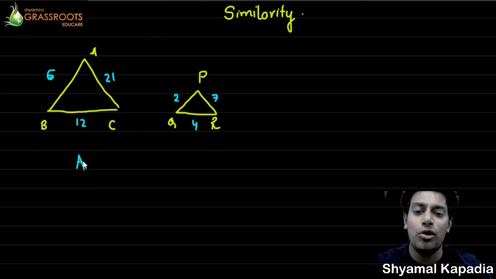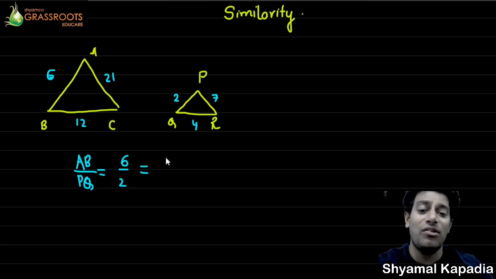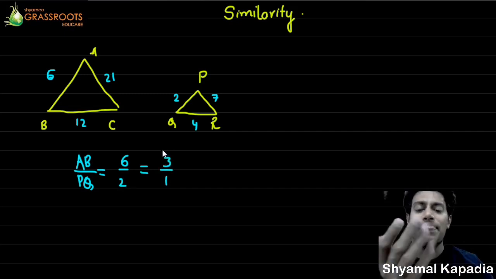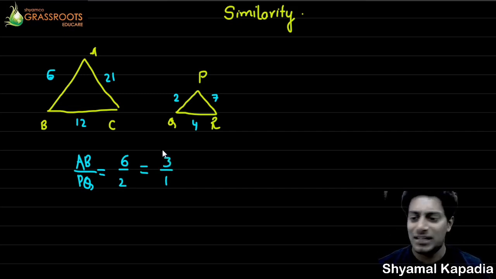Tell me the ratio of AB upon PQ. Can I say AB is 6 and PQ is 2? On cancellation, the ratio is 3:1, 3 upon 1, right? That means AB is 3 times PQ. Can I say it's called a scaling factor? Scaling factor means it is 3 times larger than PQ.